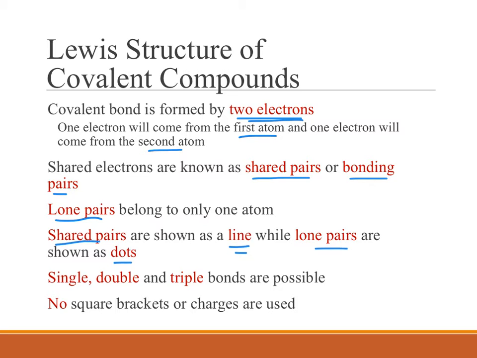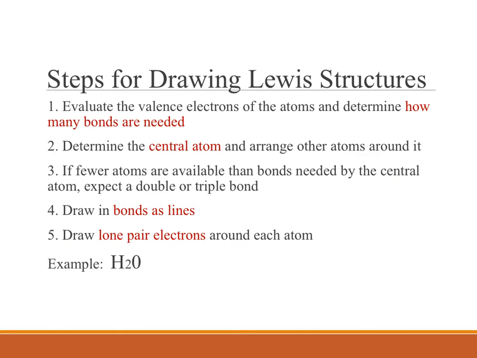In covalent compounds, you can have single bonds, where you just have 2 electrons, or double bonds, where it's like you have 2 single bonds, so there's 4 electrons involved, or even triple bonds, where you would have 6 electrons involved. We don't use square brackets or charges when we're doing covalent compounds with Lewis structures because, of course, they're not ions, so there are no charges present.